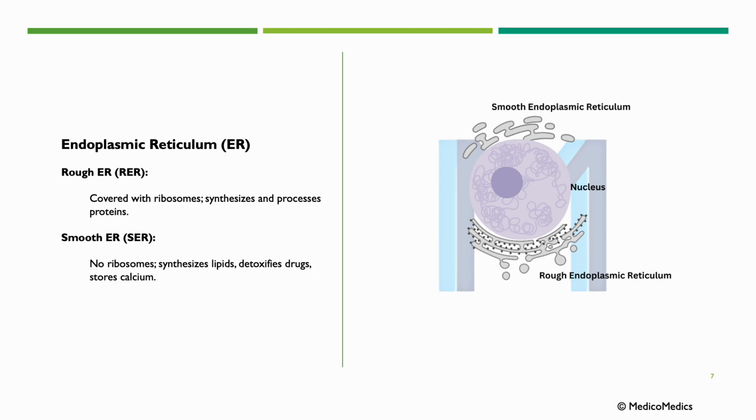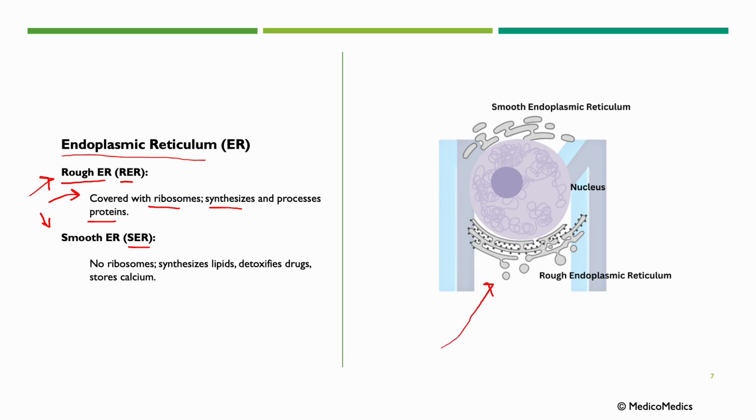Now let's talk about another very important structure, which is the endoplasmic reticulum. The endoplasmic reticulum is like a factory assembly line where raw proteins and lipids are processed and packaged. Now we divide the endoplasmic reticulum into the rough endoplasmic reticulum, or RER, and the smooth endoplasmic reticulum, SER. Now, the rough reticulum is covered with ribosomes. It synthesizes and processes proteins.